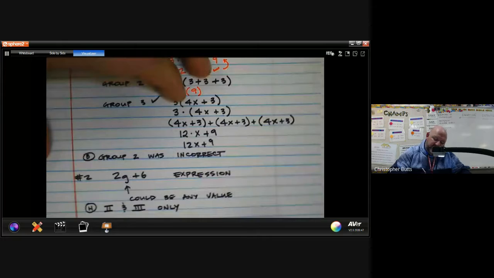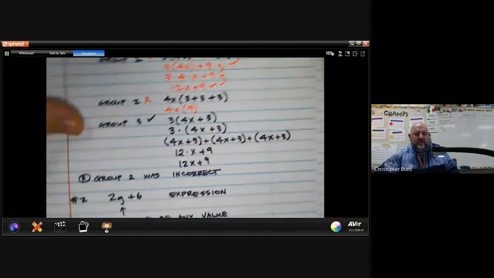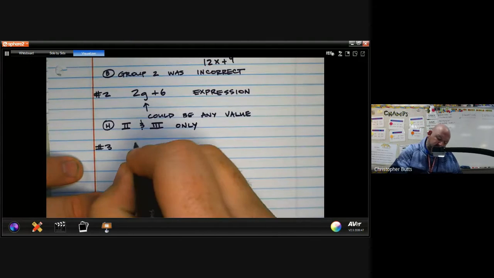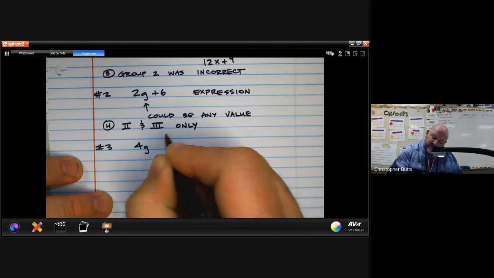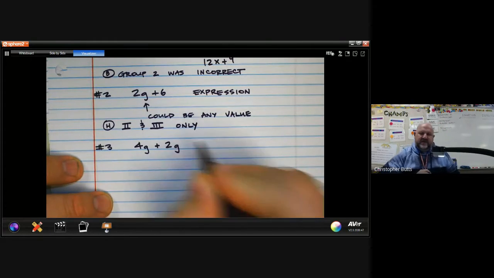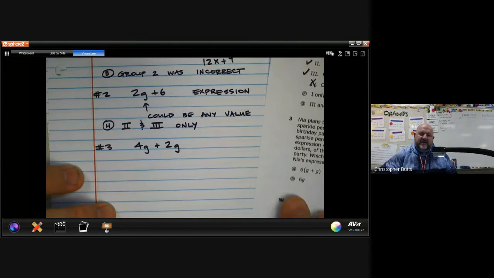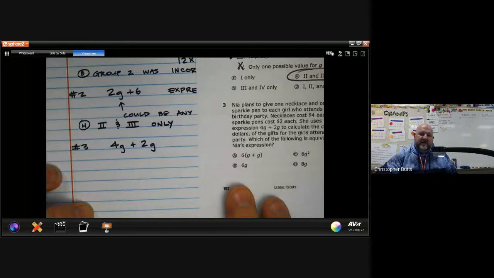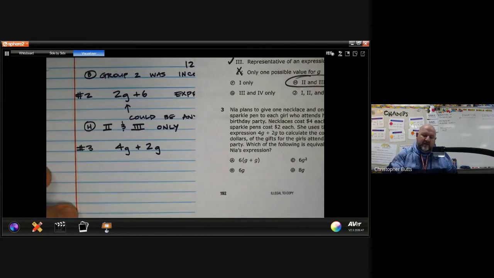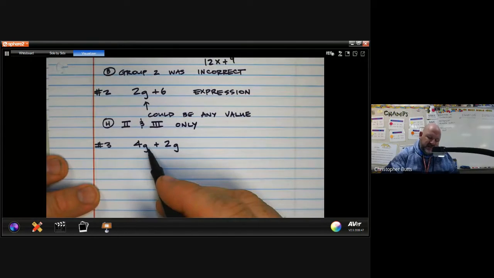So let's start with the original expression first. Let's start with organizing this. Here's number 3. The original expression that she used is 4 times G plus 2 times G. So we've got some choices here as far as what the correct answer may be, but before we even look at these, I want to do a little drawing like we did yesterday. Now, yesterday we did X's, but today the variable is a G.